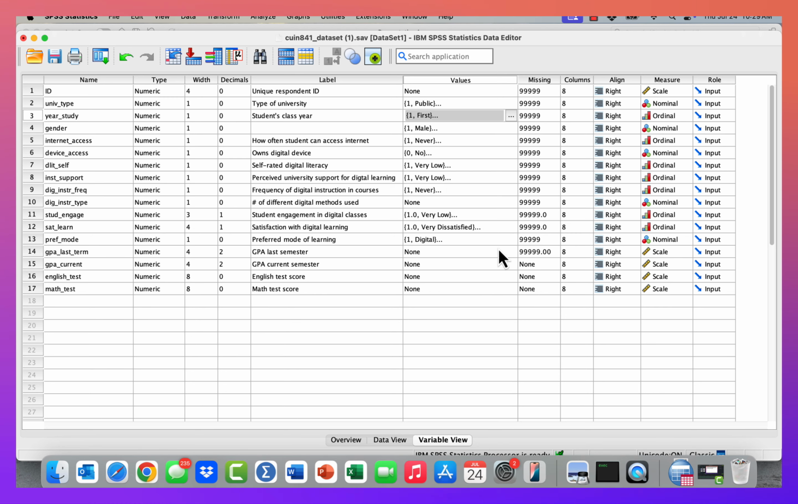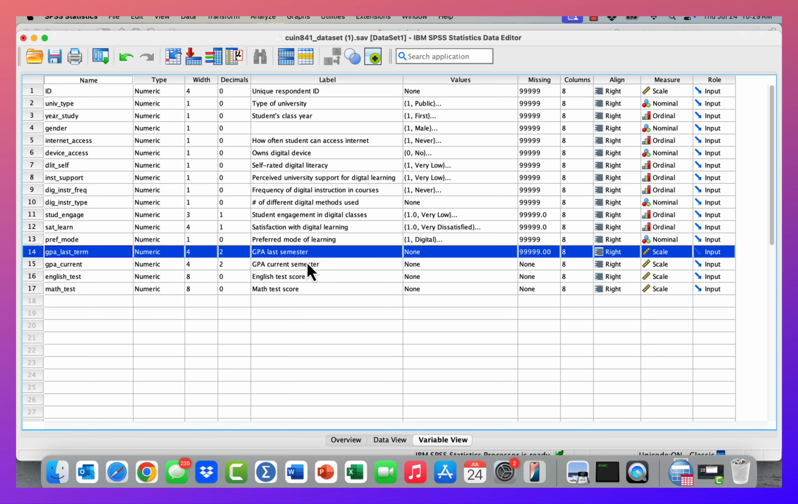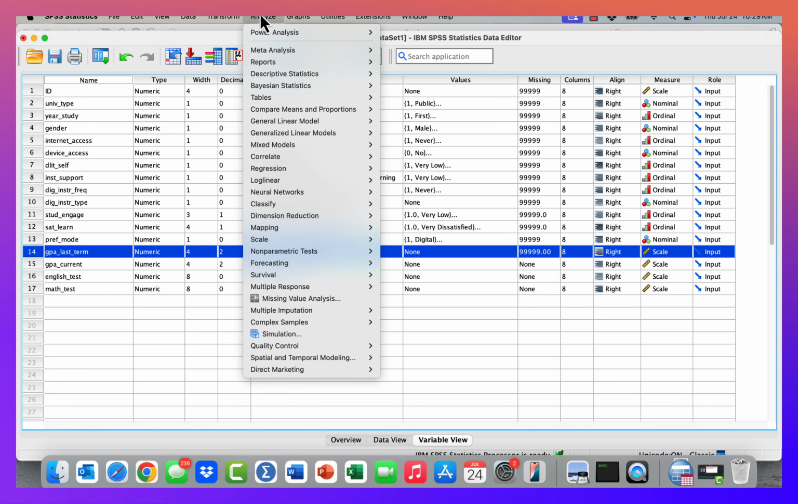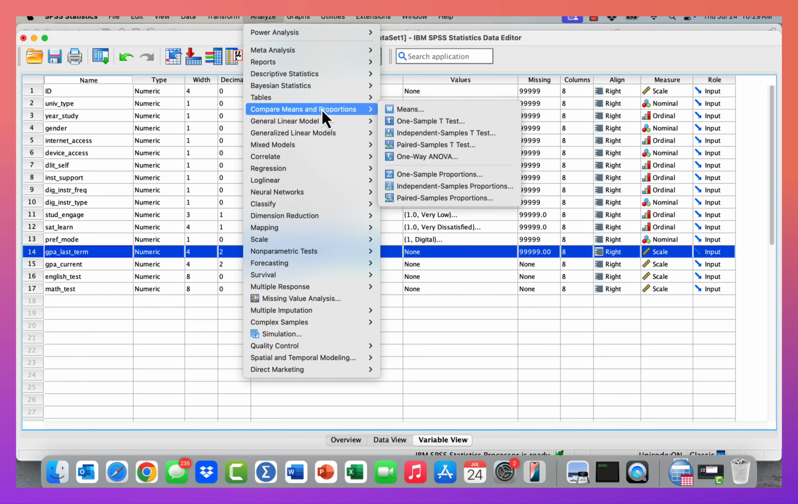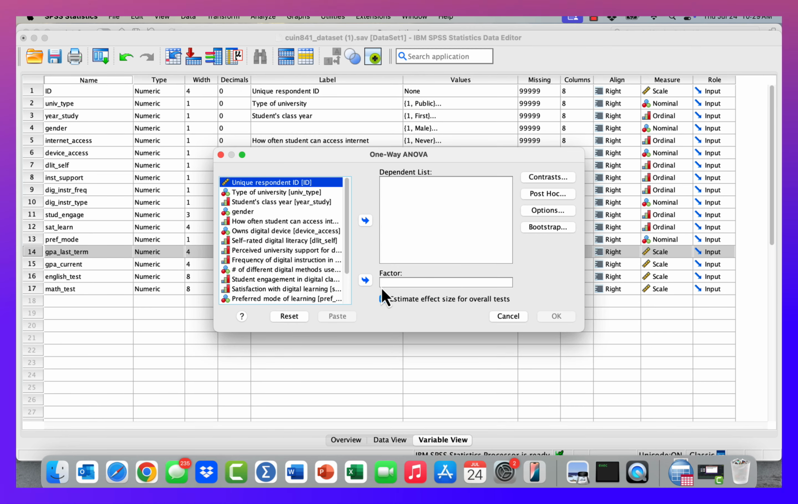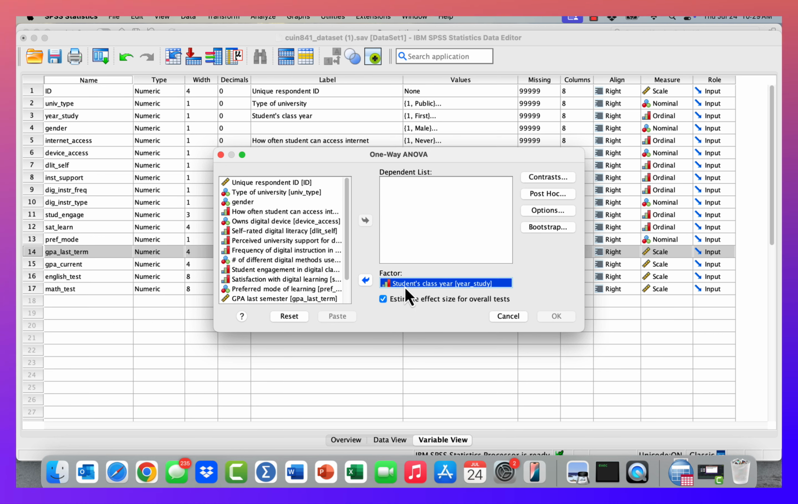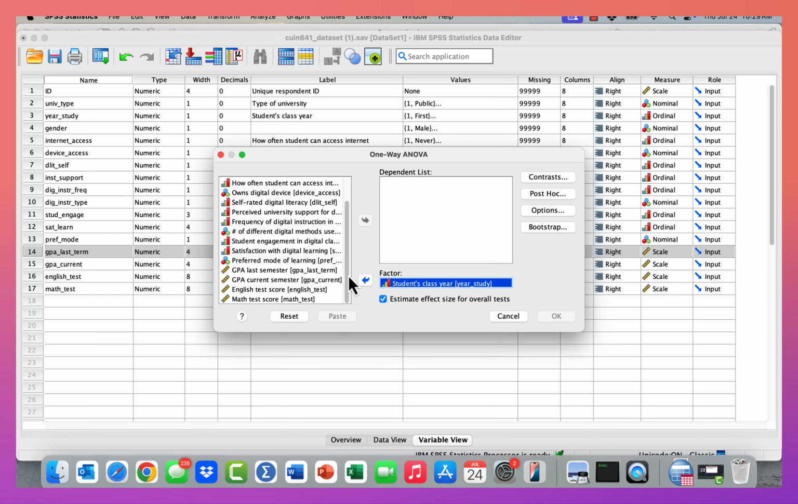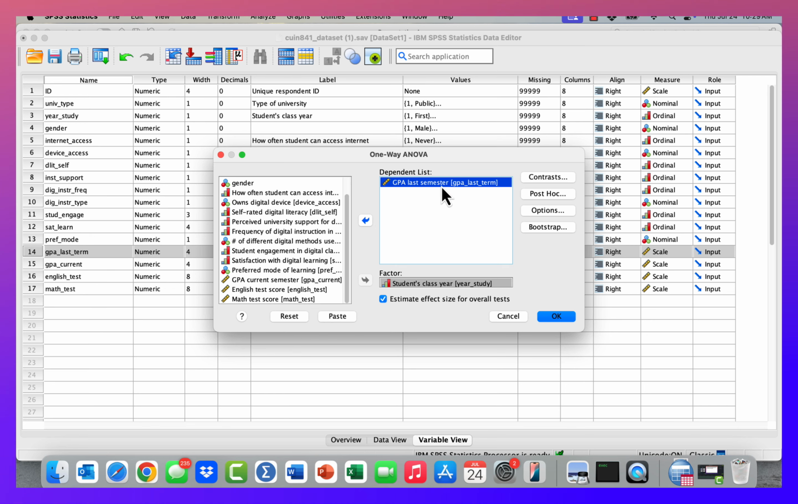And then here's GPA last semester, and it's a scaled continuous variable, so that'll work well for our dependent variable. Okay, so how do we run the test? We just go up here: Analyze, Compare Means and Proportions. We go down past all of our t-tests to One-Way ANOVA. All right, so let me find class year. That's going to go in what we call the factor box in SPSS. And then GPA last semester is our dependent variable.